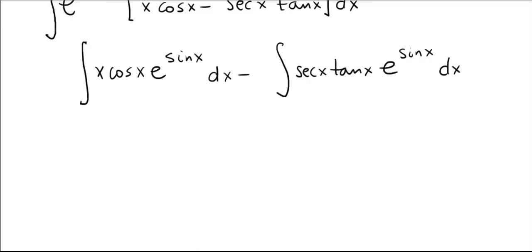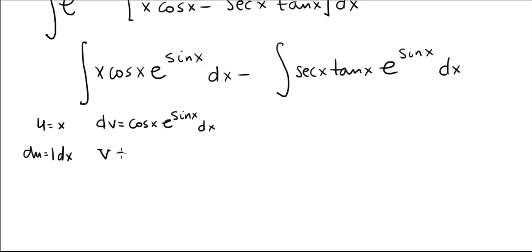So let's start with the integral on the left. We're going to let u be x and dv be cosine x e to the sine x dx. du is just 1 dx, and v, it's not that hard to see, is going to be e to the sine x. We can differentiate e to the sine. The derivative of e to the sine is e to the sine times cosine, which is exactly dv.